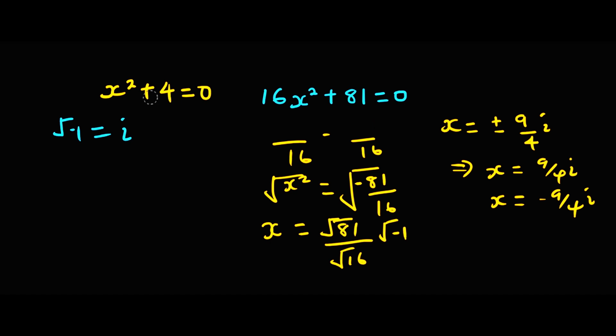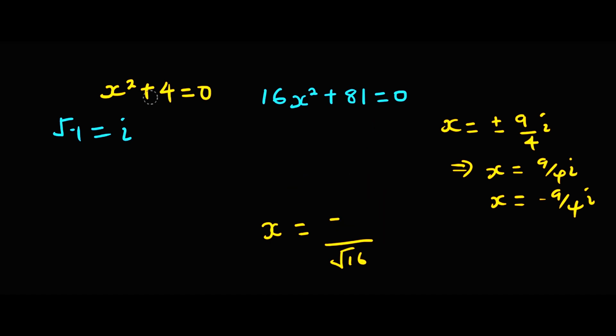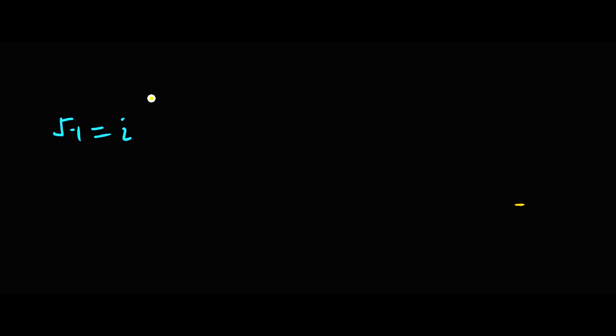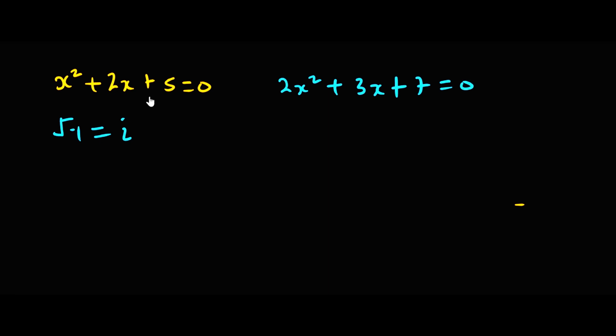So let us look at a situation where we have more than two terms, so that we see if the same thing applies in all these cases. Let's use other examples. Let's say that now you want to solve for x squared plus 2x plus 5 is equal to 0. And we can add another example, that is 2x squared plus 3x plus 7 is equal to 0. So let us solve these two to see if the same applies here.